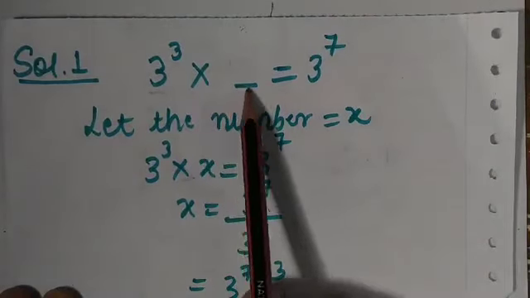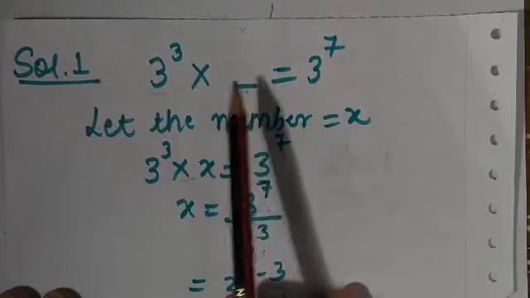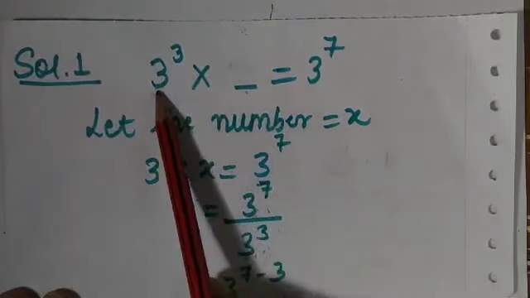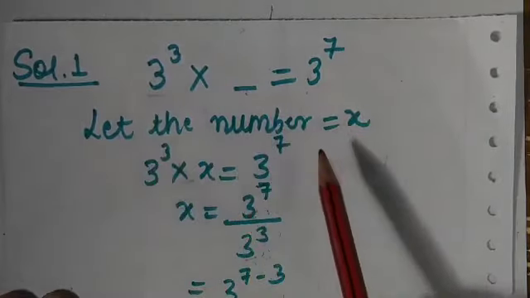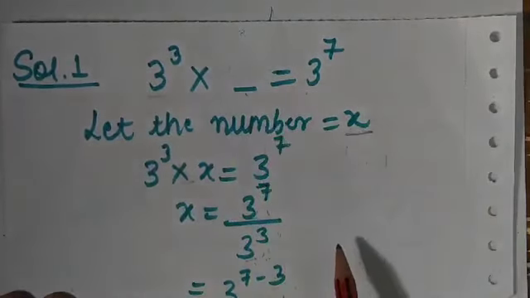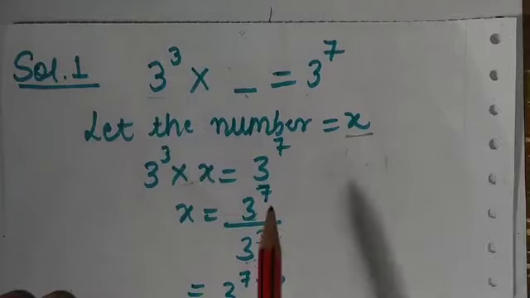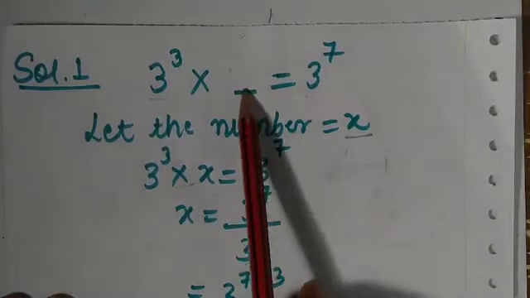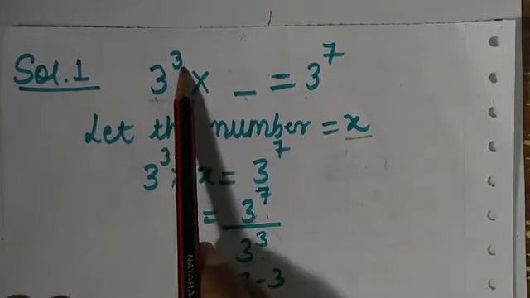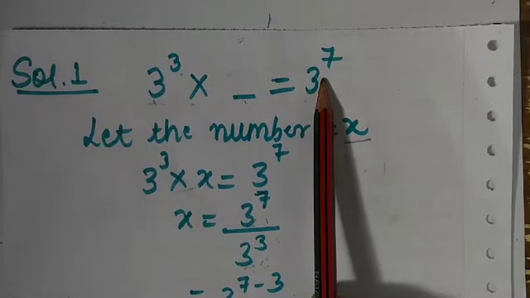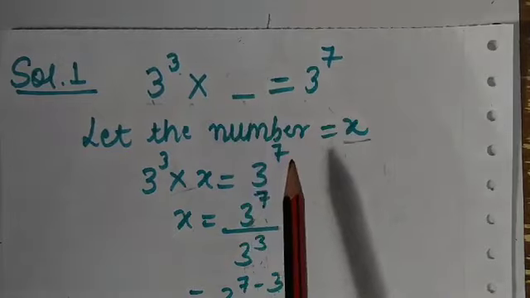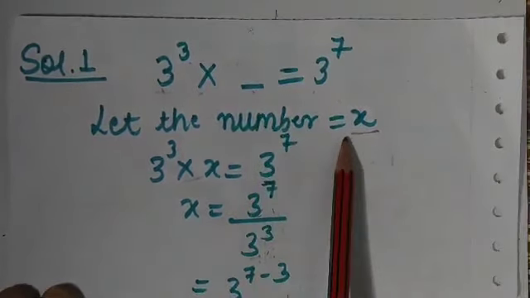We have to find a number that should be multiplied with 3 raised to the power 3 to get 3 raised to the power 7. So let us suppose that number is x. It means x must be multiplied with 3 raised to the power 3 to get 3 raised to the power 7. So we have to find the value of x in this case.